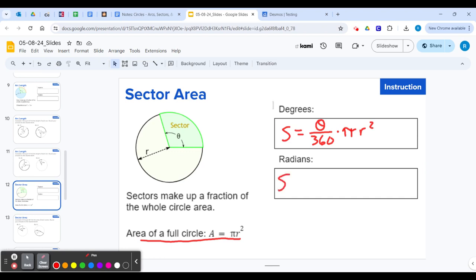Radians will be the exact same thing. We take that angle theta, but this time we divide it by 2 pi because that's a full rotation. And here we have pi r squared again, so that shows up in both. In this case, though, if we simplify it, it's not as simple. All we can really do is cancel out those pi's. So if you want to use a more simplified version of it, you can go 1/2 times theta times that pi r squared. Up to you if you'd like to do that or not.